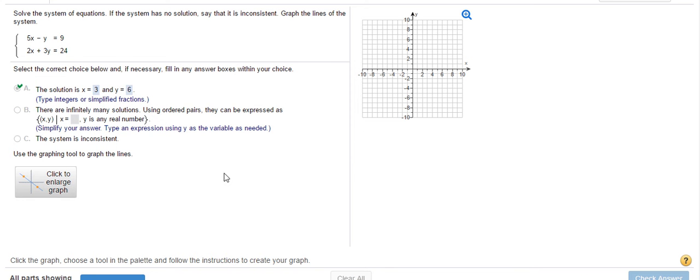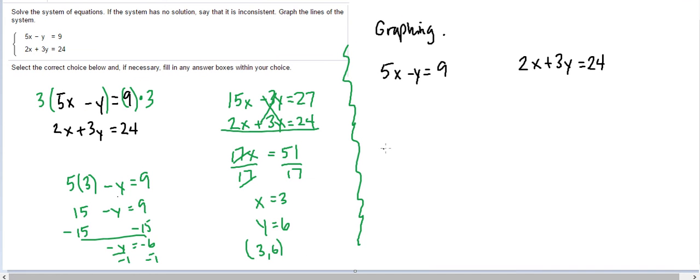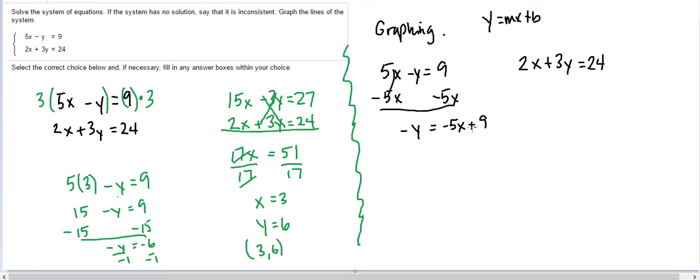Alright, so now it wants us to graph. So let's go back and talk about the graph. The way that I teach by this point in math class is to go to the slope-intercept form. By the time you get to this level of algebra, and if any of you ever have to go on to more math after this, you'll find this is the fastest way.